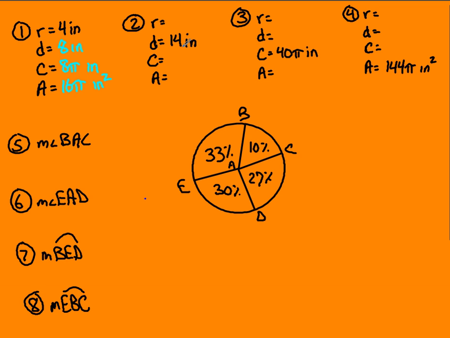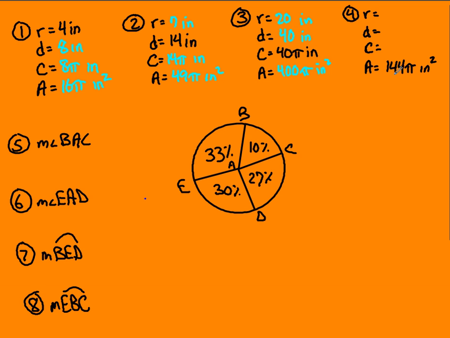For this one, if you're given the diameter, just cut it in half to get the radius. To get the circumference, you do 14 pi, just multiply pi by the diameter. And then your radius squared gives you 49 times pi, unit is inches squared. For number 3, we know the circumference is 40 pi. That means the diameter is just the same without the pi. That means the radius is half of that, which is 20 inches. Then 20 squared is 400, so the area is 400 pi inches squared.